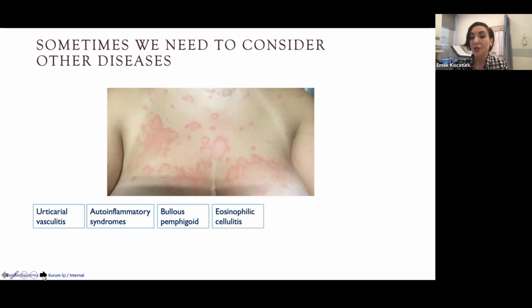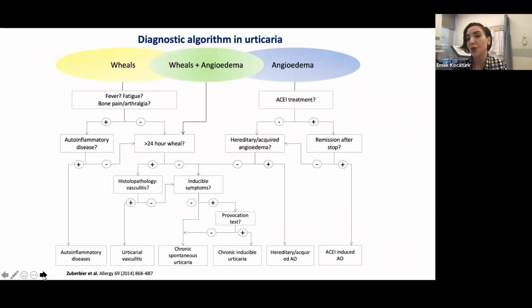And there can be eosinophilic cellulitis. Sometimes insect bites might mimic urticaria, and we can have mastocytosis, especially in children. So the guideline suggests to follow this diagnostic algorithm in patients with wheals and angioedema.